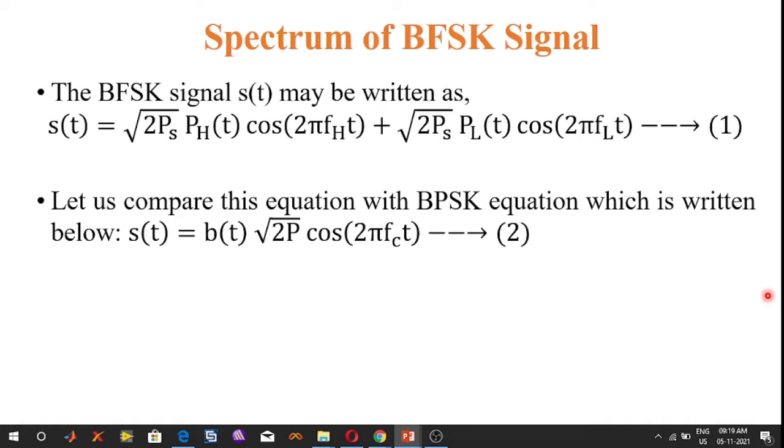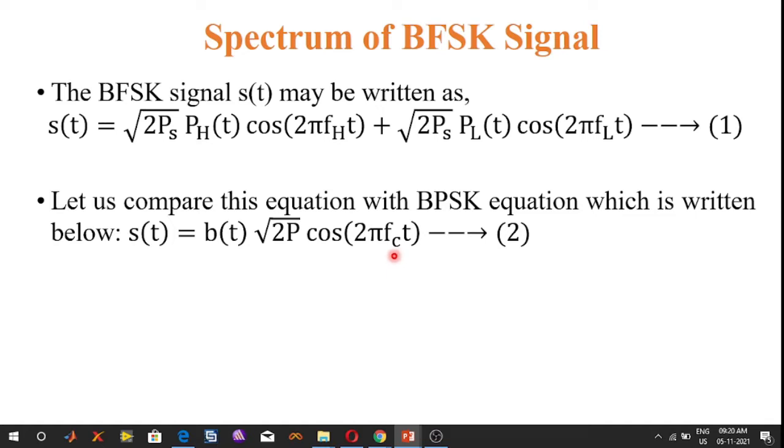So we know that the BFSK signal is given by S of t is equal to square root of 2 Ps ph of t cos of 2 pi fh t plus square root of 2 Ps pl of t cos of 2 pi fl t. Here fh is the high frequency signal and fl is the low frequency signal. And comparing this equation with the binary PSK equation, that is S of t is equal to B of t into square root of 2P cos of 2 pi fc t, where fc is the carrier signal or the carrier frequency.